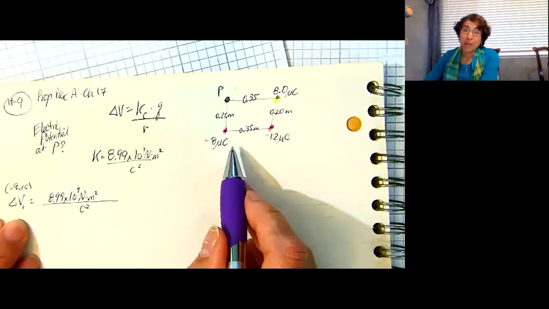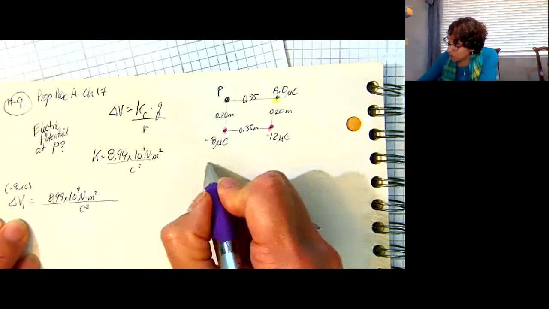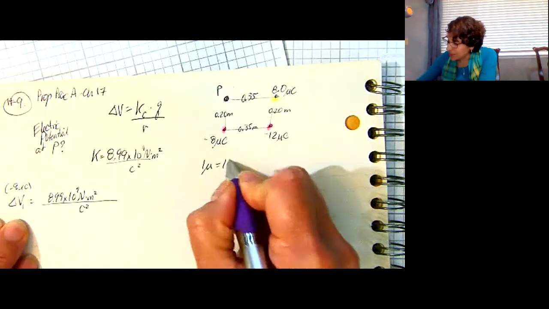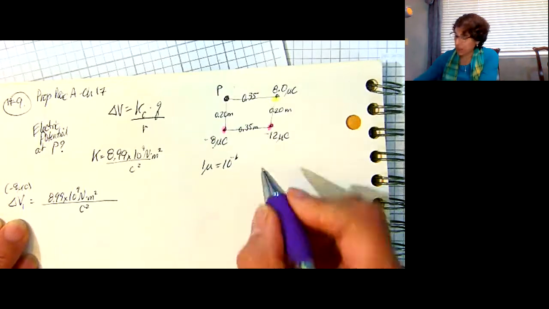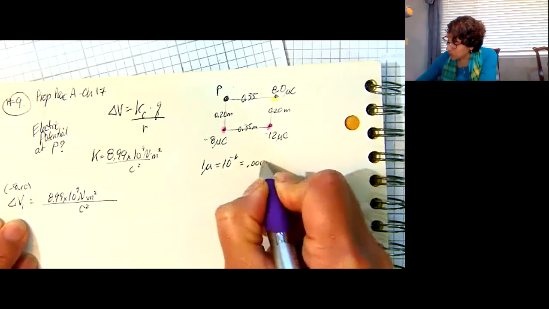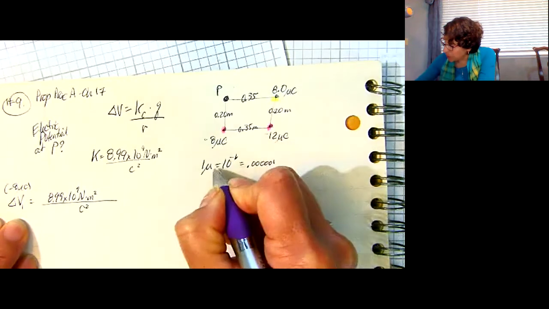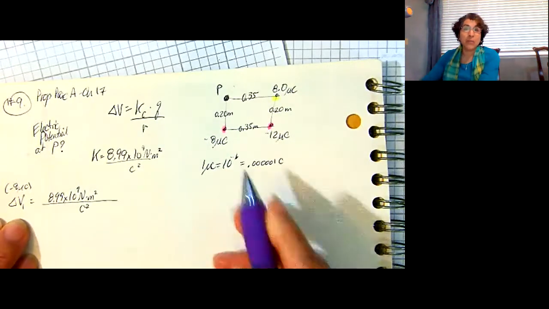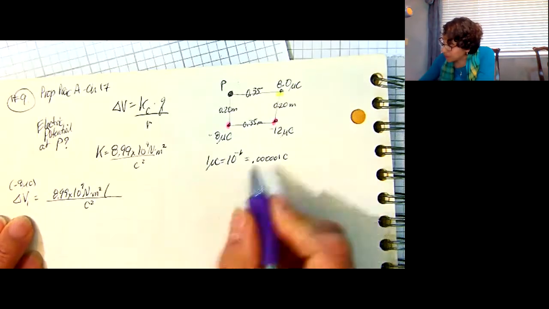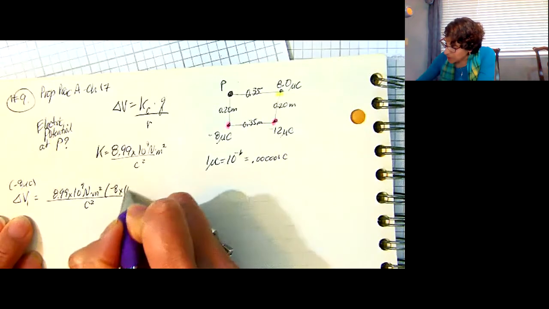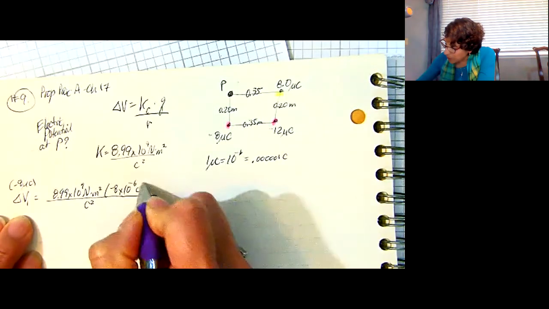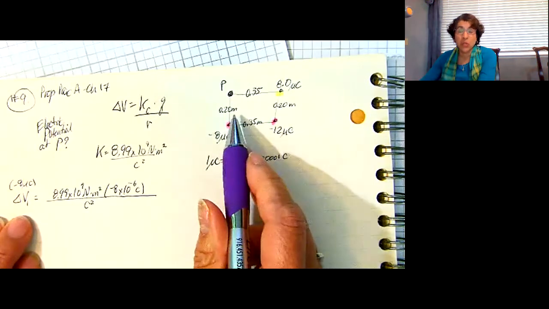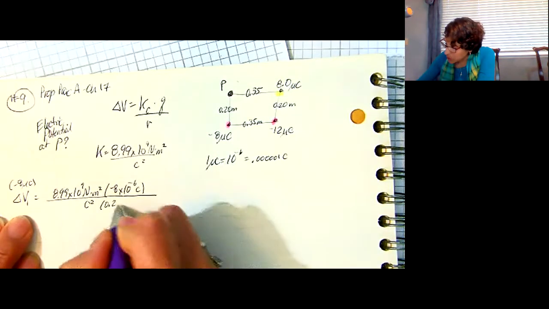We don't want microcoulombs, we want coulombs. So remember that 1 micro of anything, meter, coulomb, whatever, is just 10 to the minus 6, so it's 1 millionth. That's 1, 2, 3, 4, 5, 6. So we can put that in there, times minus 8 times 10 to the minus 6 coulombs, and divide that by R. And what is R? 0.2 meters.